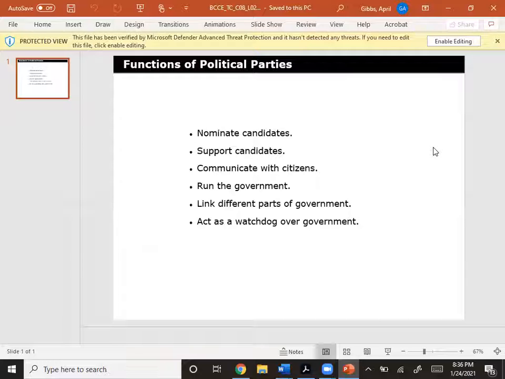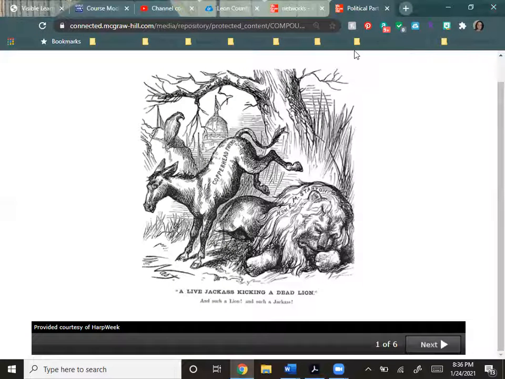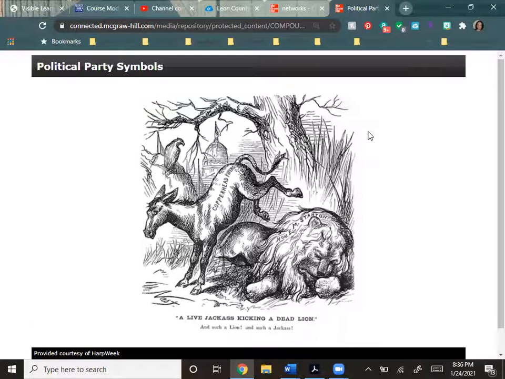Functions of political parties: so what do they do? They nominate candidates to hold office, they support candidates, they communicate with citizens, they run the government, they link different parts of the government together, and they act as a watchdog over governments, making sure they're doing what they're supposed to be doing. So now we're going to look at the political party symbols.